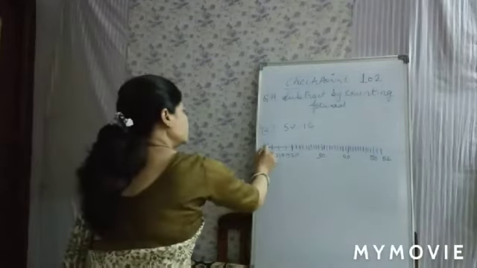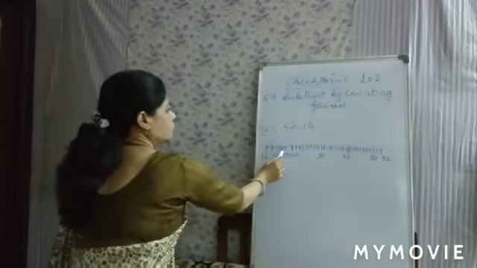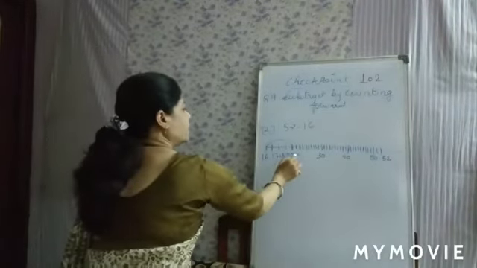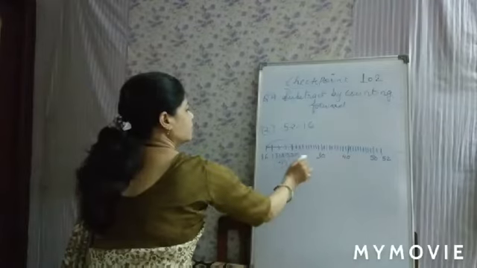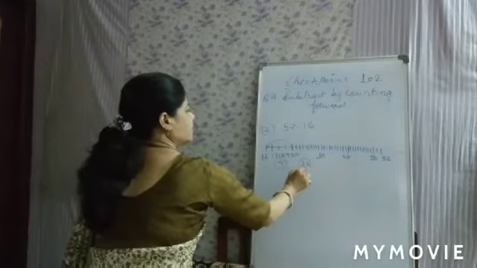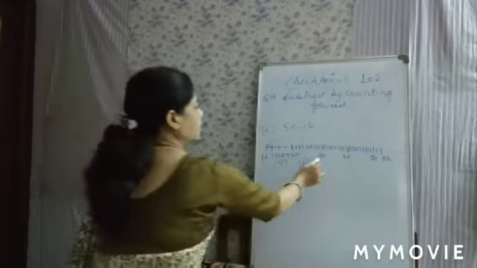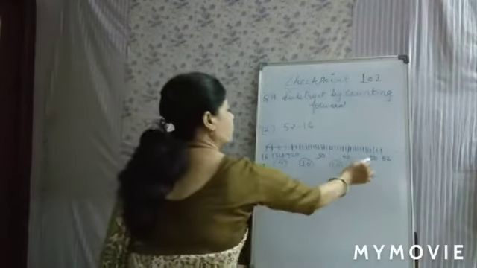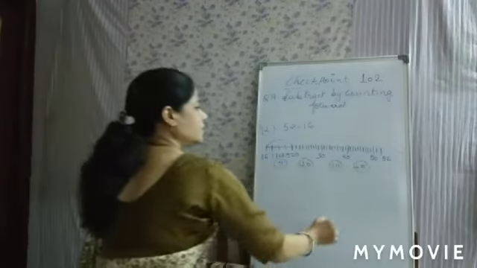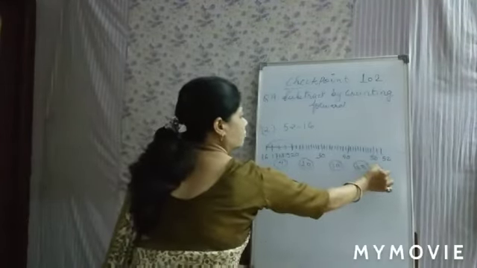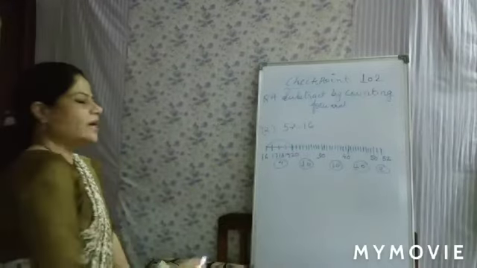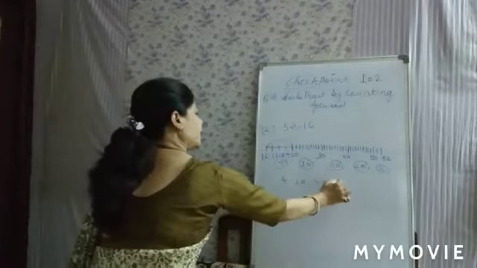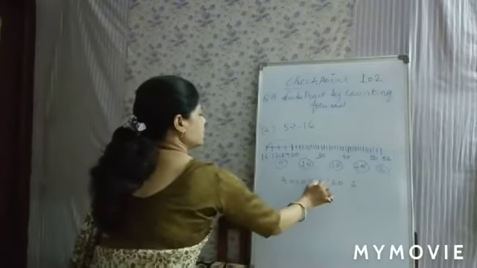Then 16 to 20, how many lines here? 1, 2, 3, 4. So write 4. Between 20 and 30, how many lines? 10 lines. Then 30 to 40, 10 lines again. Then 40 to 50, 10 lines again here. And after 50, only 2 lines. So you will get the numbers 4, 10, 10, 10 and 2. Add all these numbers.